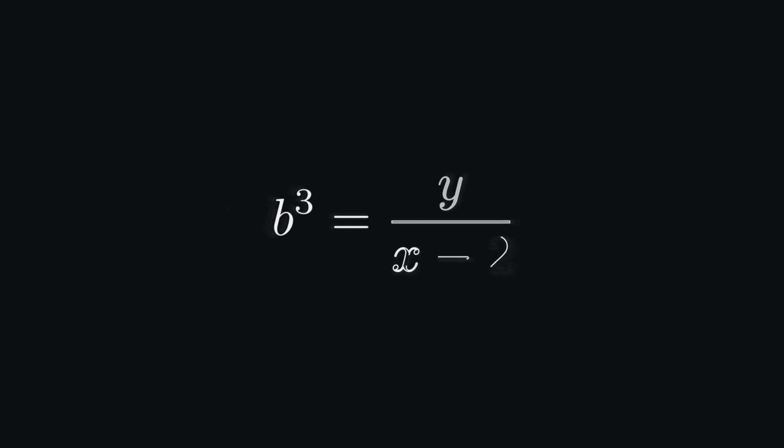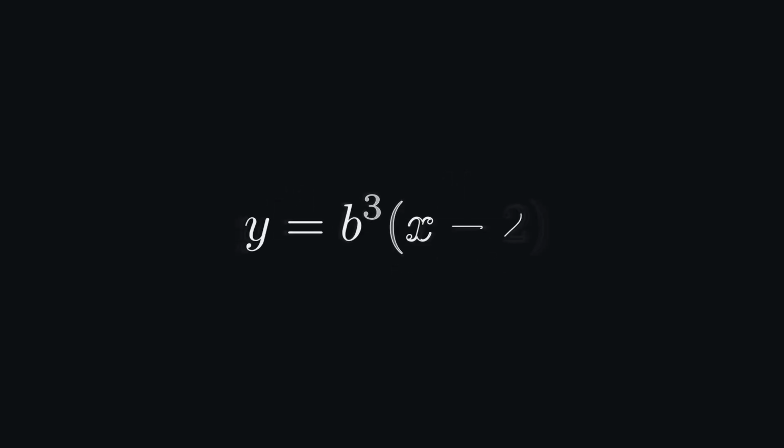Now, let's make y the subject of the equation. We have b cubed equals y over (x - 2). Thus, we can express y as b cubed times the quantity (x - 2). So, y equals b cubed times (x - 2).